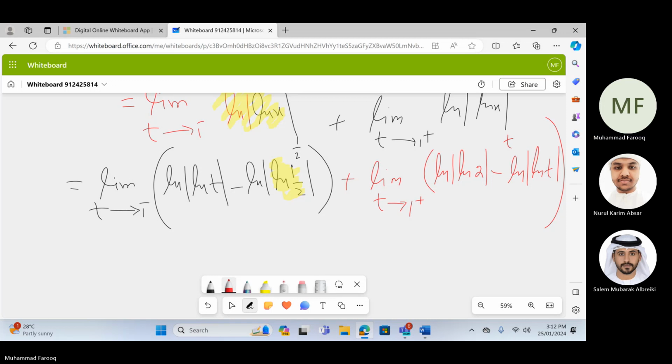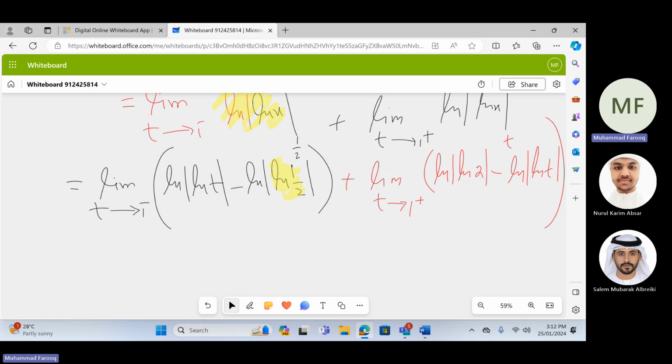Where do you bring the 0? T is how much? 1. Put it here: ln 1 is 0. And again you have ln 0. ln 0 is how much? Undefined. So again, basically it is negative infinity.